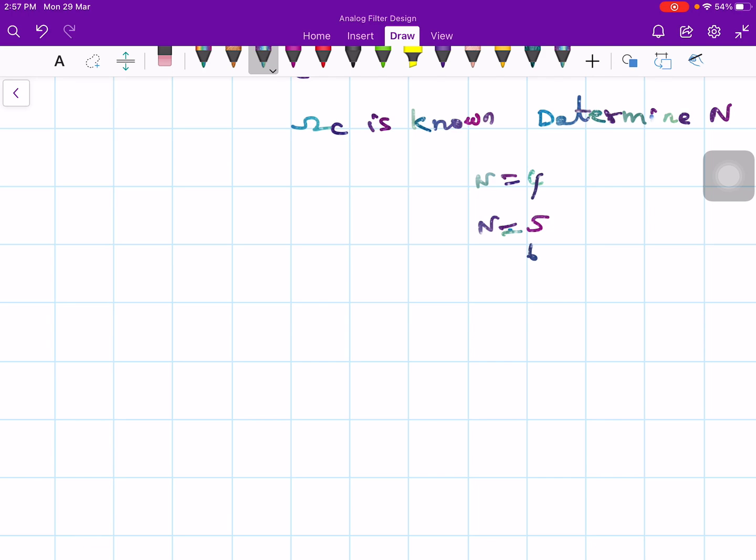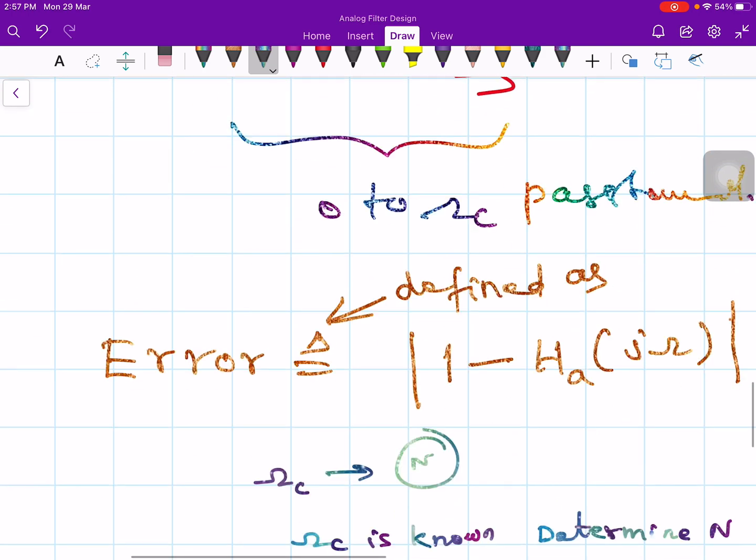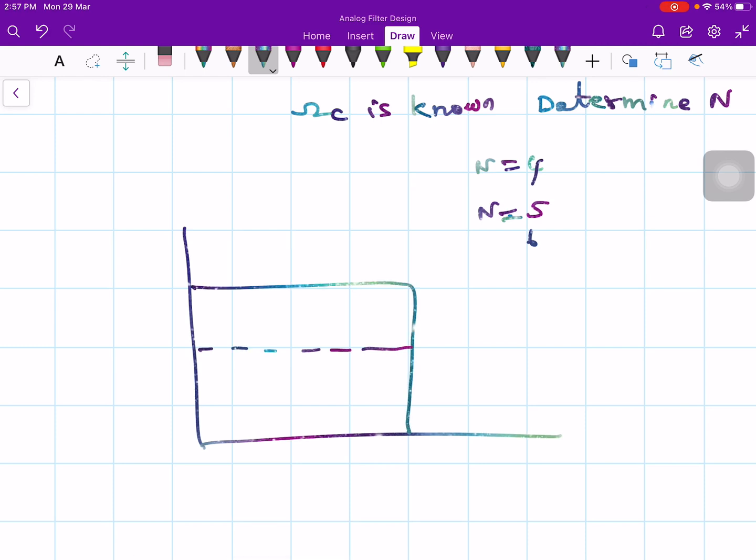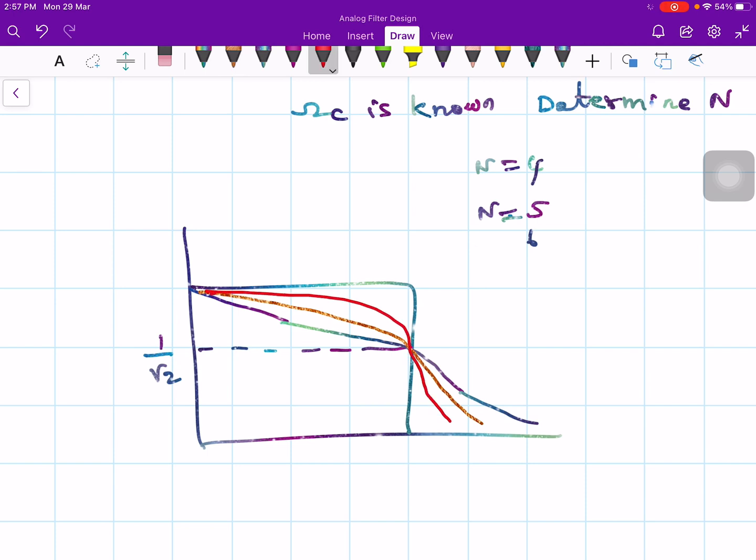Then from this curve you also notice that, maybe I'll draw one more time. This is the ideal low pass filter. Let's say this point is 1 over root 2, and the curve goes like this, and the next one, for n equal to 2, goes like this. For n equal to 3, it goes like this. Now the curve is monotonic, that means it doesn't have maxima or minima.